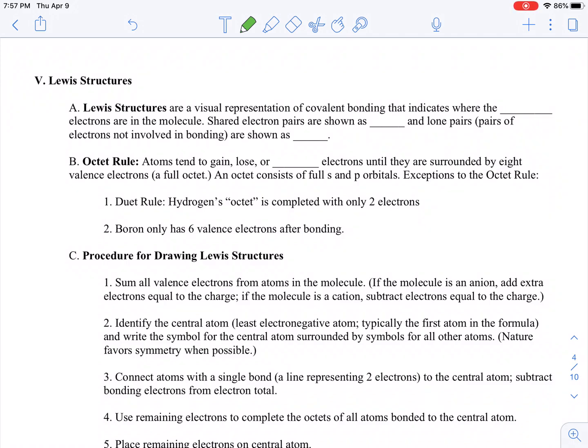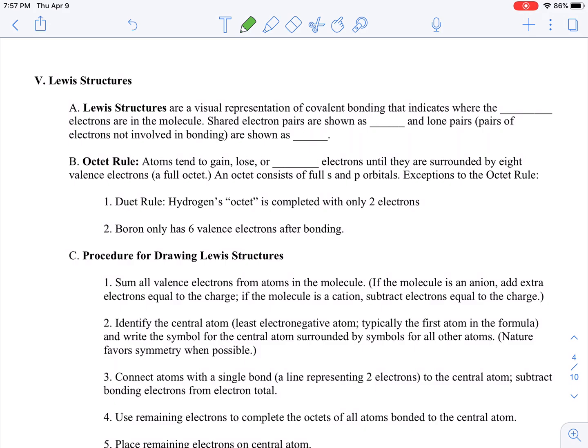Hey everybody, let's talk about Lewis structures. Lewis structures are a way that we are able to designate what molecules look like, not in a three-dimensional sense, but just kind of what they look like in terms of their arrangement. And in particular, we're interested in where the valence electrons are located within the molecules.